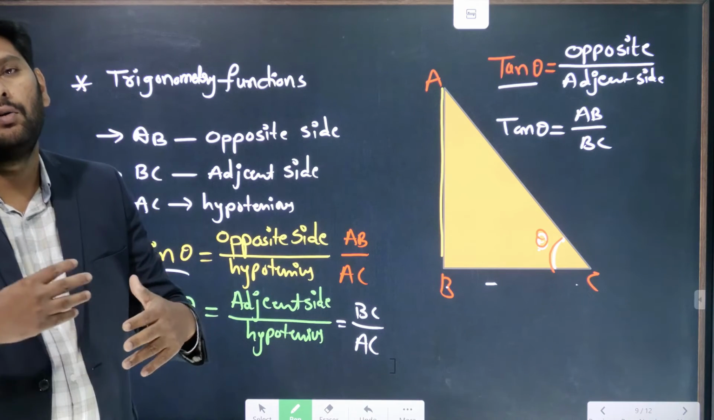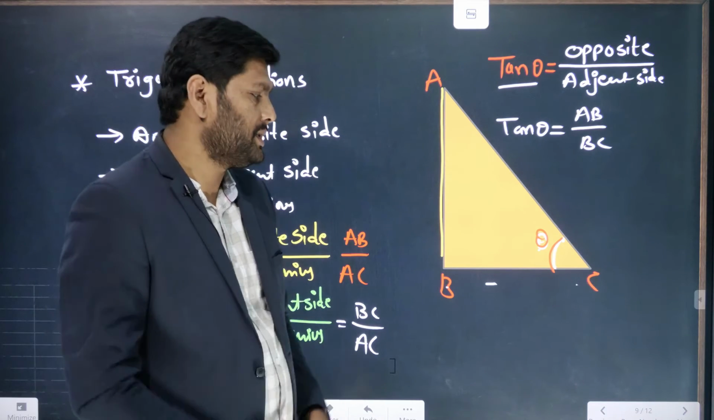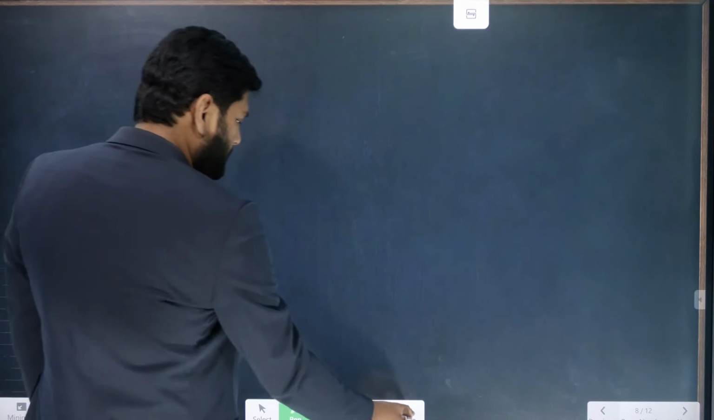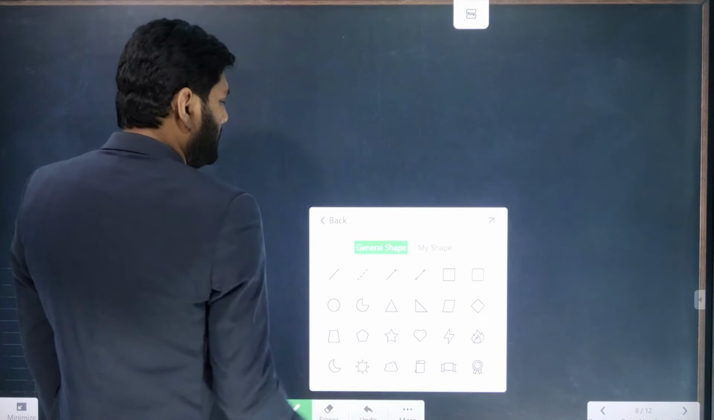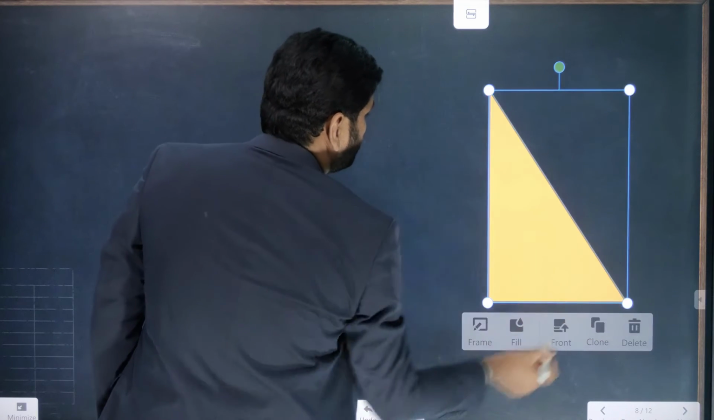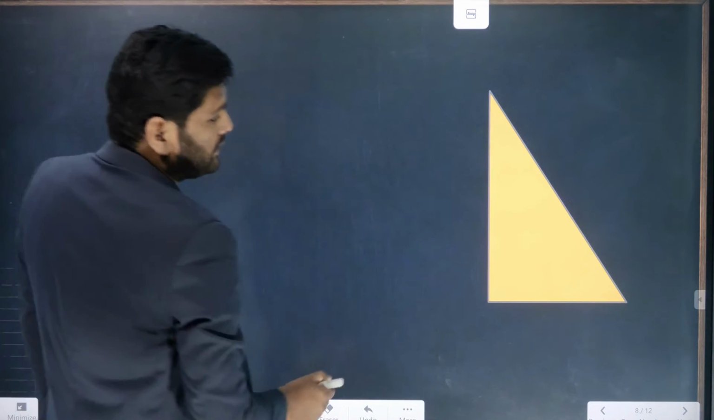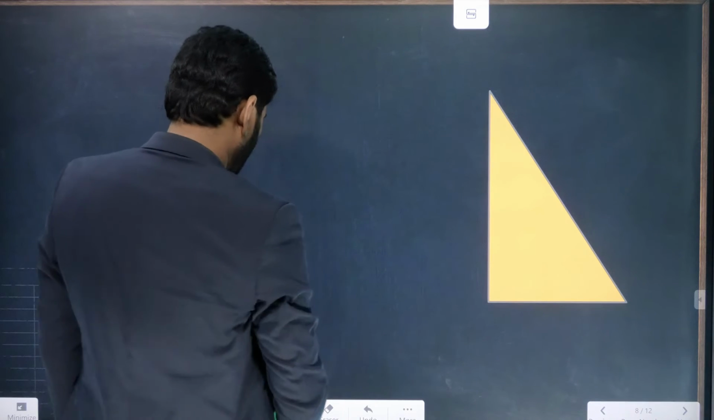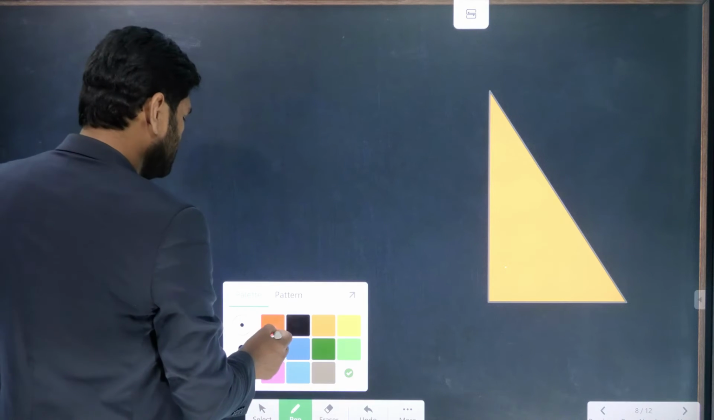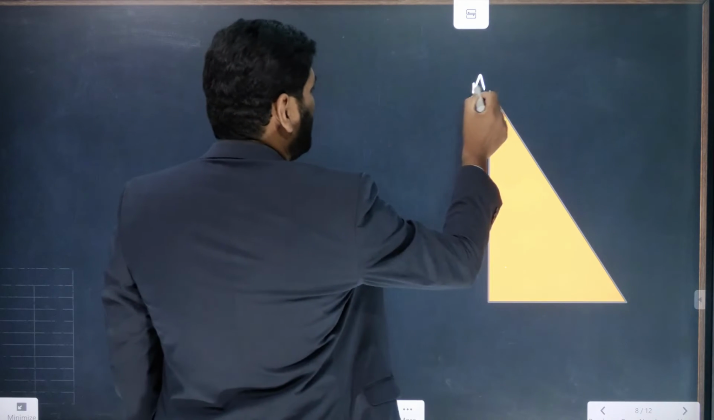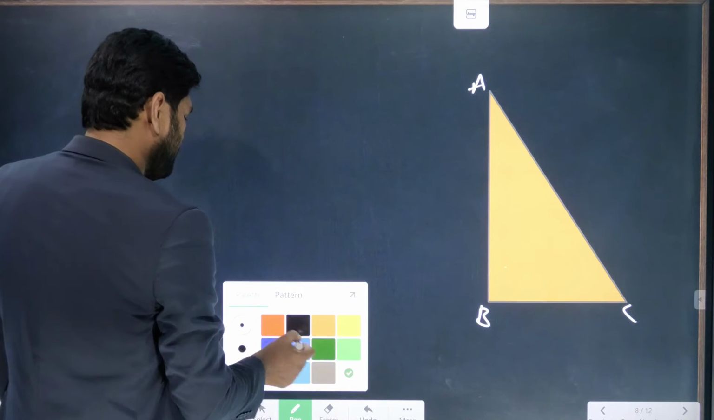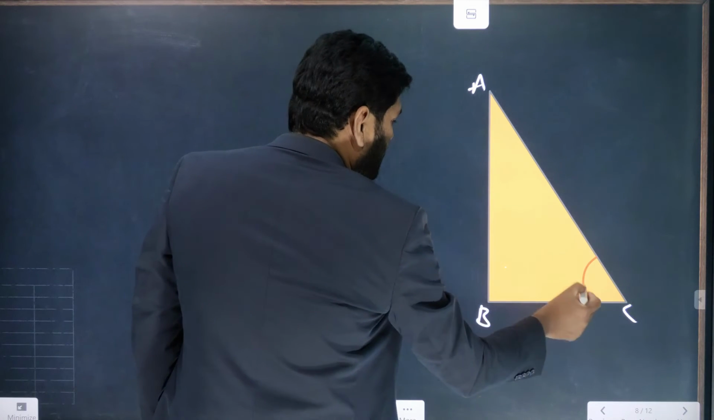And still we have 3 more functions. Those also let me discuss. Take any right angle triangle here. I hope it is a right angle triangle. Give the name for this triangle: ABC. Again ABC, and in that this angle represents theta.